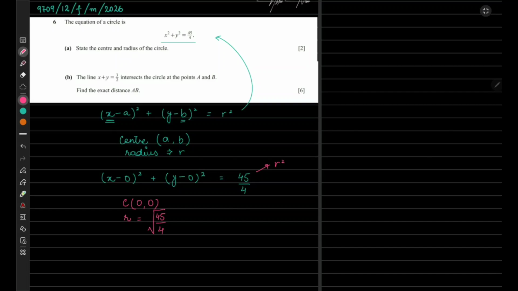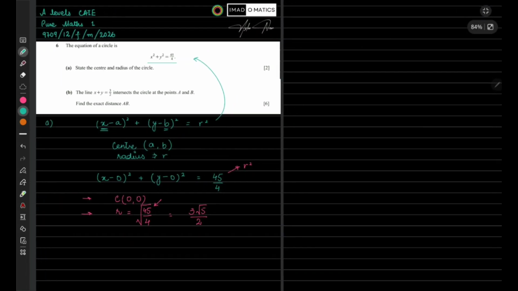If we simplify that, we will get 3 root 5 over 2, because root 45 simplifies to give 3 root 5. You can just directly write this down. I showed you the whole procedure for those who have any confusion in this.